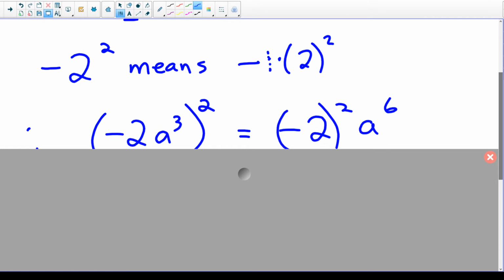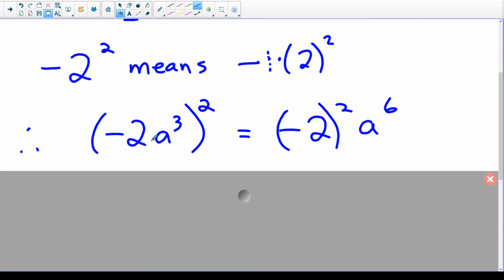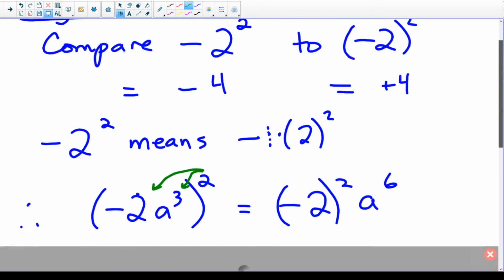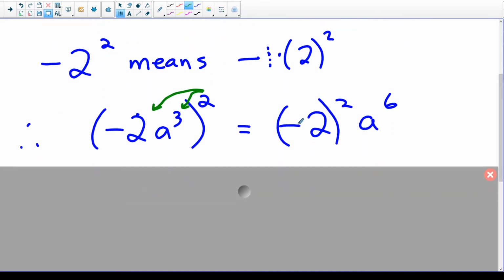So let's look at this scenario here, where I have -2 times a to the 3, all inside a power of 2. When you bring the power into the bracket, you've got to be careful, because which scenario do we have from above for the -2? Do we have the -2 outside of a bracket with a power of 2, or do we have a -2 inside the bracket with a power of 2, like this one? Well, as you can see from the answer that I've already written, it's the second case. The -2 is considered inside of a bracket.